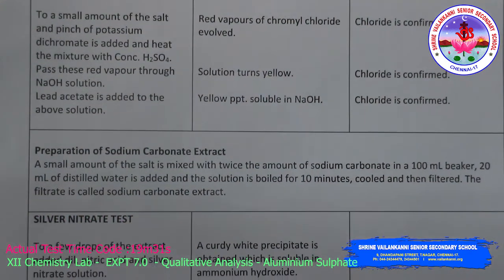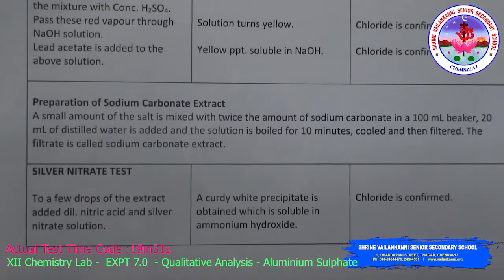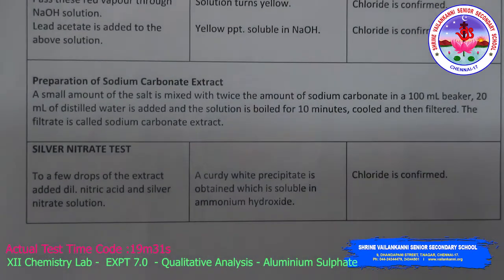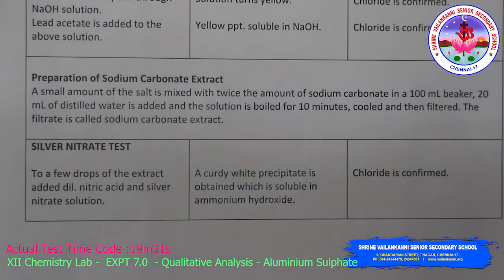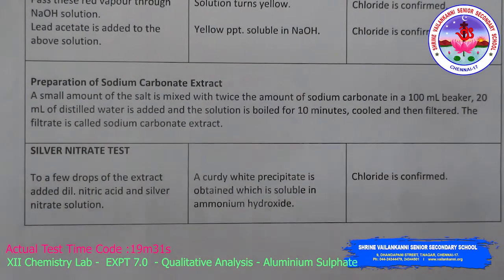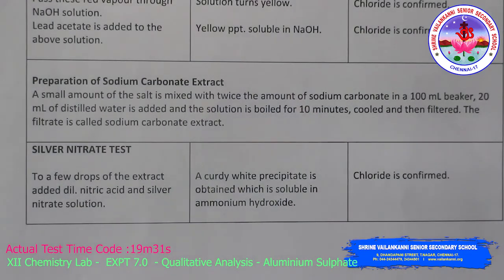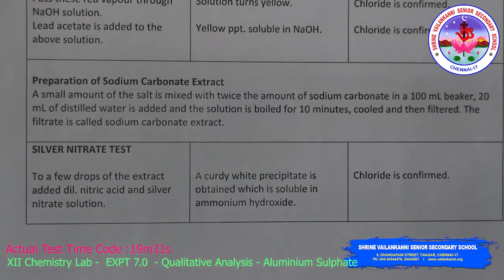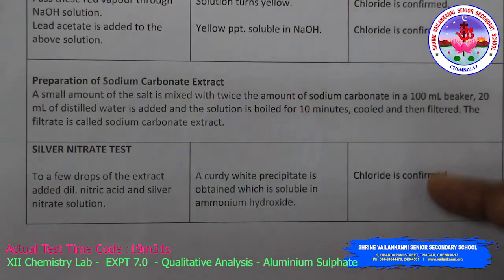Then the preparation of the sodium carbonate extract. Prepare the sodium carbonate extract and do the silver nitrate test. Silver nitrate test means adding silver nitrate to the extract. A curdy white precipitate is obtained that is soluble in ammonium hydroxide, so chloride is confirmed.